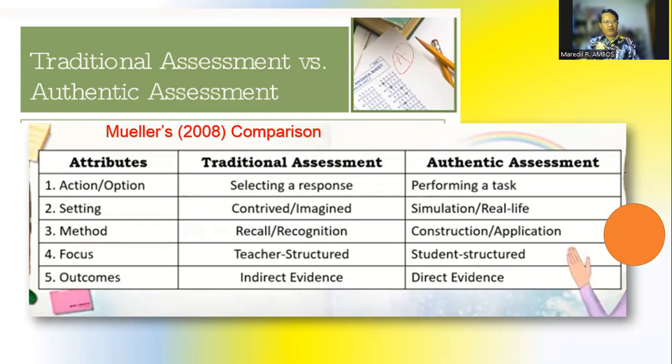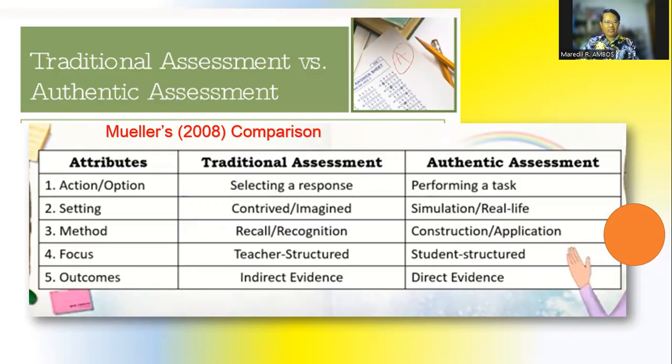Okay, in terms of method, in the traditional assessment, there is recall or recognition, wherein the authentic assessment requires construction and application. Okay, in terms of focus, in traditional, there is teacher structured, and in the authentic, that is student structured. And lastly, with the attributes that we have, the outcomes, which in the traditional assessment is indirect evidence. However, in the authentic assessment, there is direct evidence.